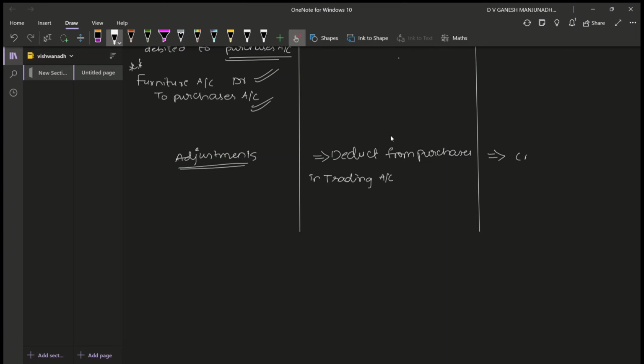This is furniture, right? Furniture is a fixed asset. Usually when any asset is given, it should be shown as an asset in the balance sheet, either fixed asset or current asset. This is given maximum in adjustments. But if it is given in trial balance, then what will we be doing?